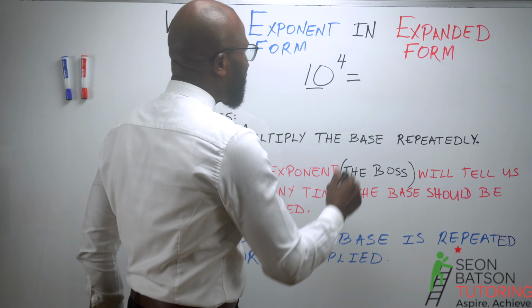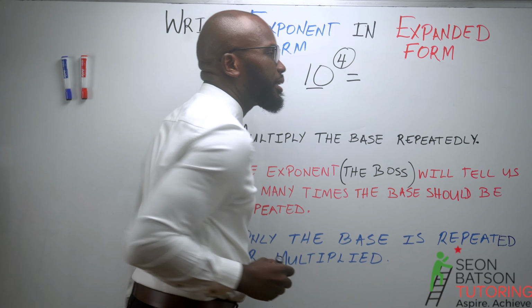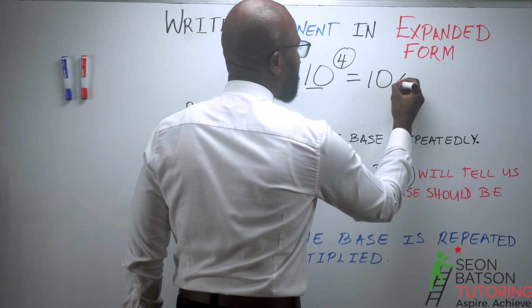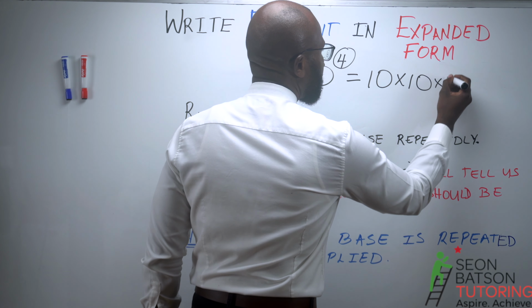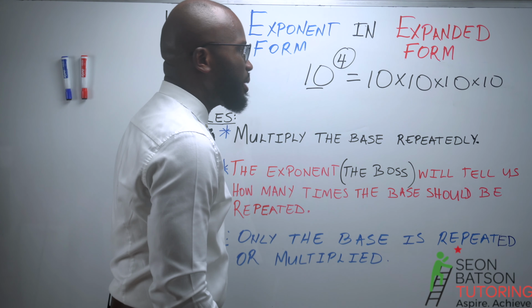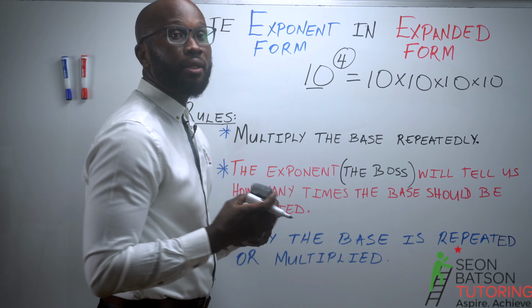All right, let's go. So since the base is 10 and the exponent is 4, the 10 will be repeated 4 times. Yes? Remember again, the exponent, the bossy person, always tells us how many times the base should be repeated.